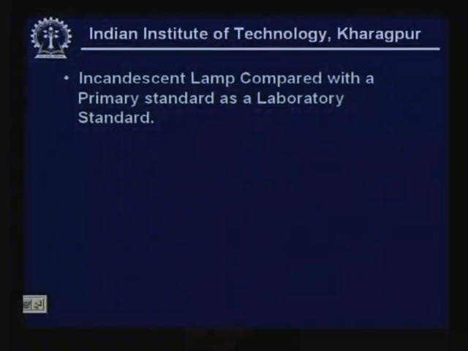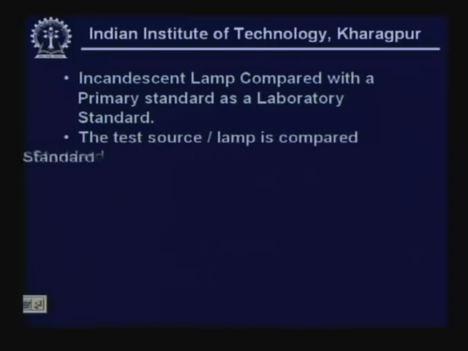Similarly, the incandescent lamp is compared with the primary standard and is used as a laboratory standard. The test source is compared with the laboratory standard, and this process of comparing and measuring is what we call photometry. In fact, how do we define the light or radiation ability of a source? In terms of luminous intensity, and the unit of luminous intensity is candela.